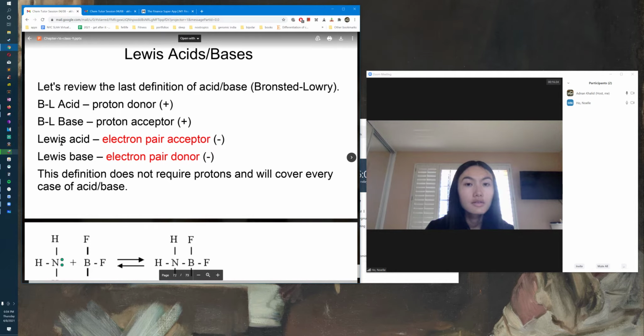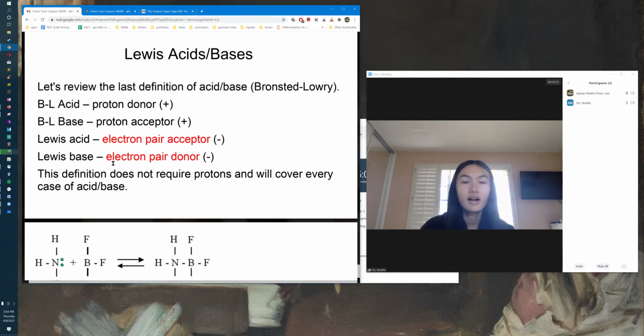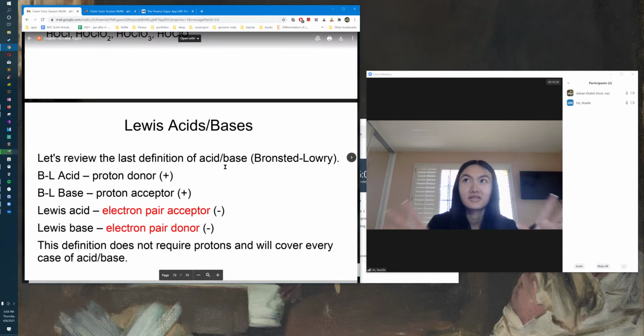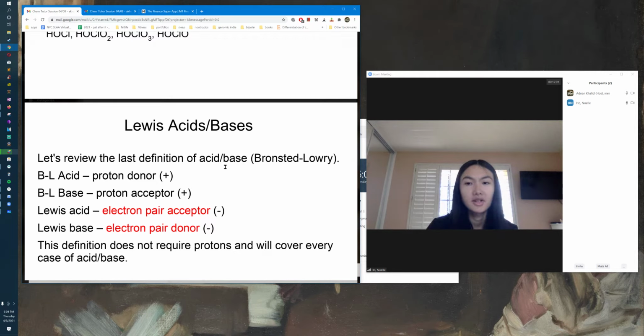So the Lewis definition doesn't require protons and it covers every case, which means the Lewis definition is true for all acids, including Arrhenius acids and Bronsted-Lowry acids and bases, but it's not the other way around. An Arrhenius acid doesn't necessarily have to be a Lewis acid, but it goes the other way around. Does that make sense? Yeah, so it's kind of the overall definition of acids and bases. Mm-hmm.